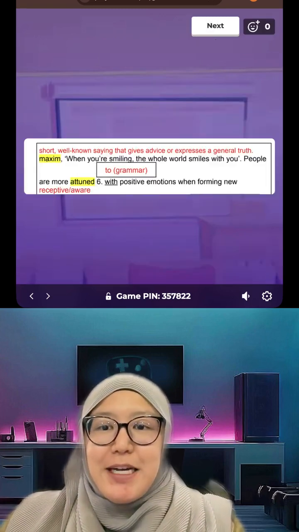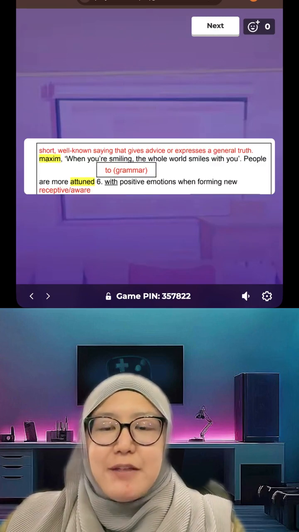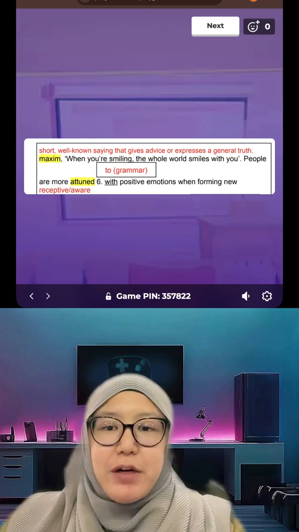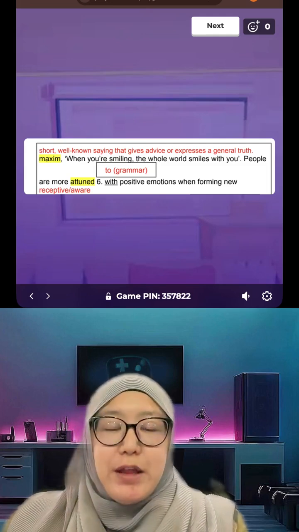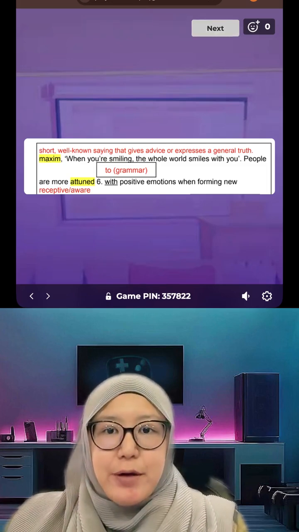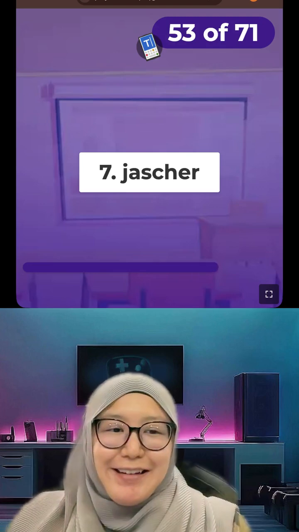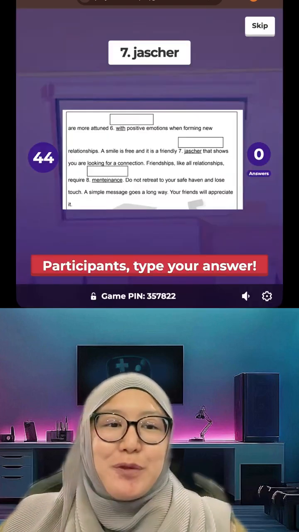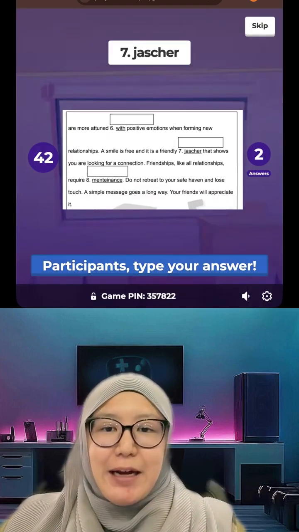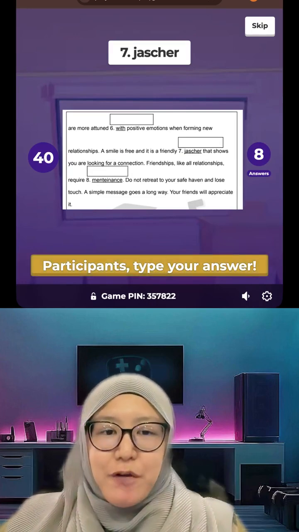Okay, so maxim here is a short, well-known saying that gives advice or expresses a general truth. So with here is the grammatical error. Alright. Number 7, gesture. So how to spell the correct spelling for gesture?